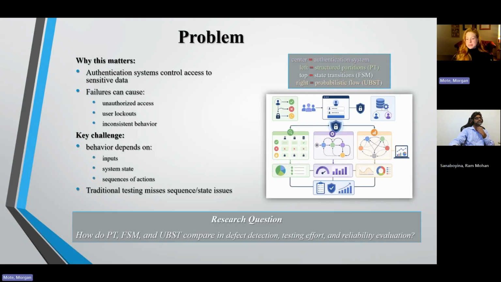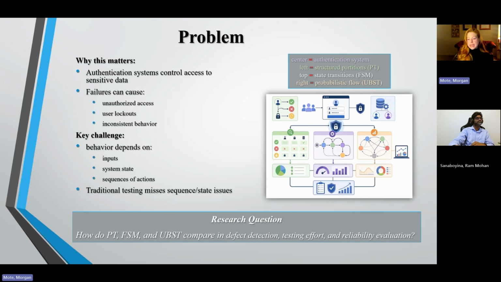Authentication systems are critical components because they control access to sensitive data and system functionality, and failures in these systems can lead to unauthorized access, user lockouts, or inconsistent behavior. The key challenge in testing these systems is that their behavior depends not only on inputs, but also on system state and sequences of user actions. Traditional testing approaches often focus on isolated inputs and may miss issues that arise from these state-dependent or sequence-based interactions.